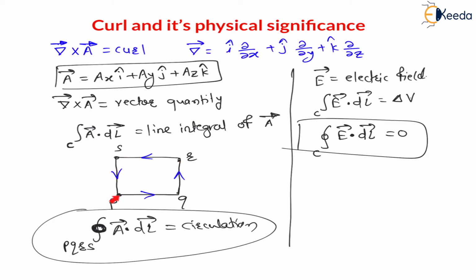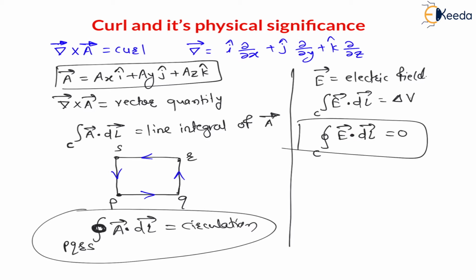From the same point we are starting from P and again we are coming back to P, and at the same point the potential difference is always 0. Therefore the line integral over a closed path, this is very important, line integral over a closed path of electric field is always 0, and such a field is called a lamellar vector field.